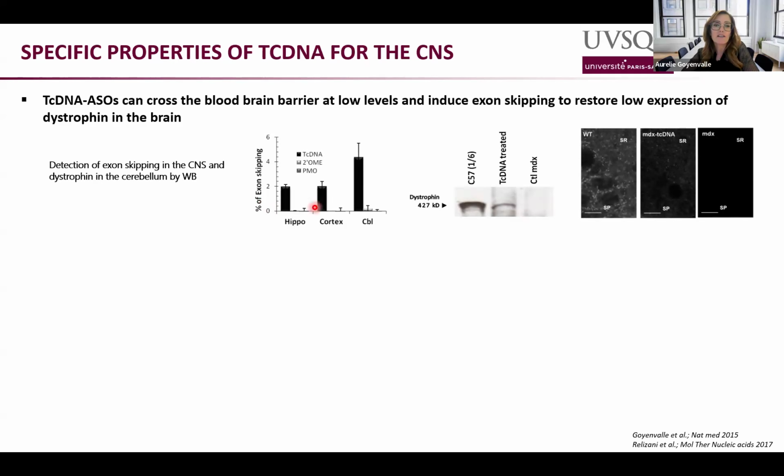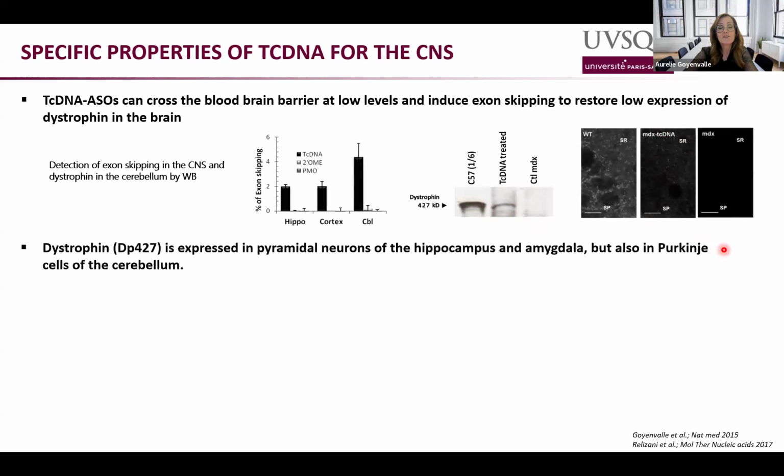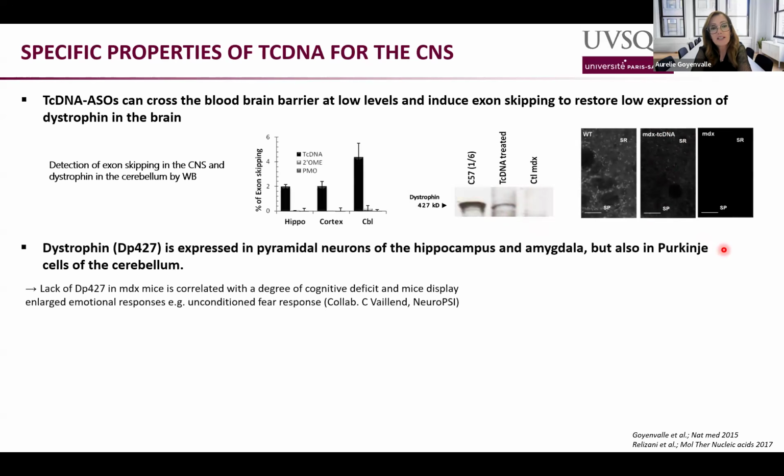So when we initially compared the tricyclo with the 2'-O-methyl and the PMO, and we looked in the brain of these animals that were treated by intravenous injection, we had noticed some exon skipping only with the tricyclo in the hippocampus, cortex, and cerebellum. And that was leading to some dystrophin restoration, quite low restoration, but still here, and by immunostaining as well, we were able to detect. And what was interesting, so dystrophin is expressed, as I mentioned at the beginning, in the brain, in particular in the pyramidal neurons of hippocampus and amygdala, also in the Purkinje cells in the cerebellum.